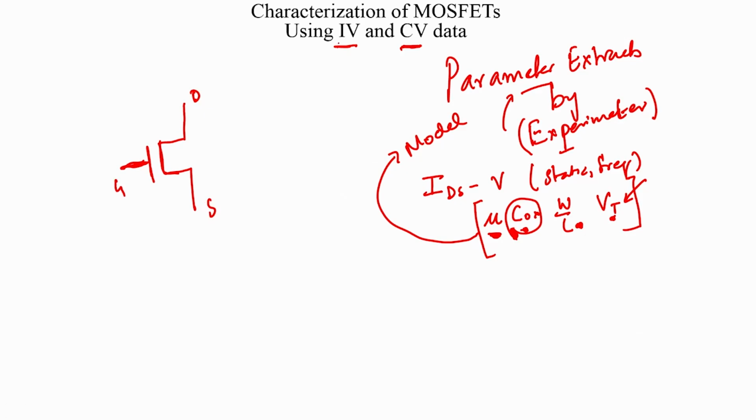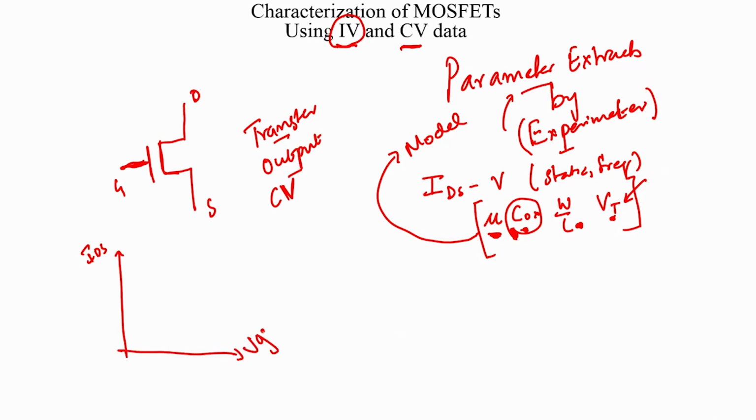Now, we want to first do experiments to extract the transfer characteristics and the output characteristics, and then perform experiments to extract the CV characteristics of the MOSFET. Now, how do we do that? For transfer characteristics, we want to obtain a plot of IDS versus VGS, and this is done by setting the drain to source voltage to a certain value and then connecting, you take the MOSFET to a probe station, you add in your probes.